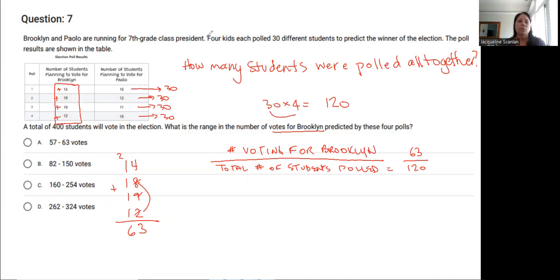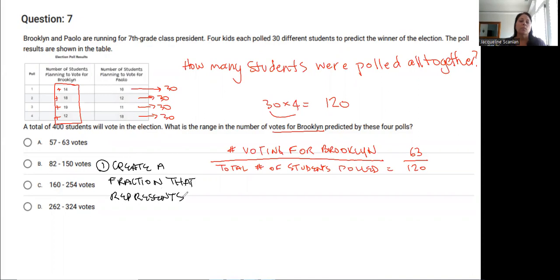I guess that took me a little while to talk through the information and get myself to step number 1. So let's be clear then, for our notes, step number 1 is going to be to create a fraction that represents the sample space.